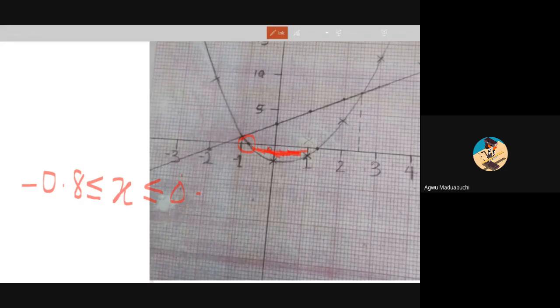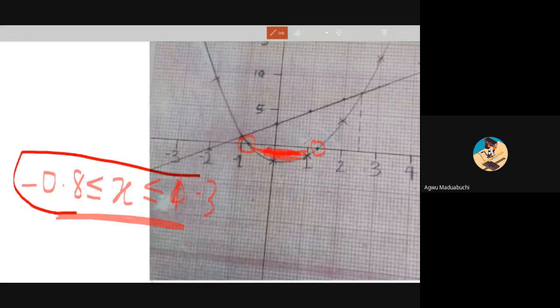1.3. If you look at this point, it is 1.3. So any x value you pick within this range, you will be below this graph. Is it clear? This is what you are supposed to write as your answer, the range. Remember, when they say range, you can't write out all the x values. It's not possible. So they are talking about a range. Any x value you pick between these two values, you will definitely be below the graph.